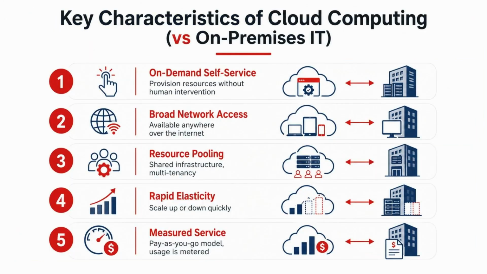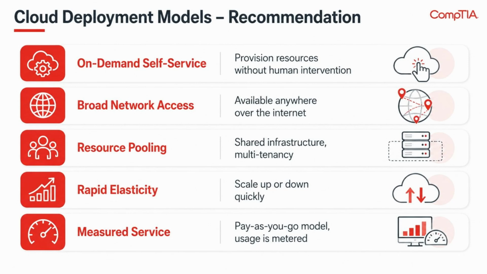Cloud computing has 5 defining characteristics compared to on-premises IT. On-demand self-service means provisioning resources without human intervention. Broad network access means it's available anywhere over the internet. Resource pooling means shared infrastructure across multiple tenants. Rapid elasticity means scaling up or down quickly. And measured service means a pay-as-you-go model, where usage is metered. Keep those 5 characteristics in mind as we move into deployment models next. On-demand self-service, broad network access, resource pooling, rapid elasticity, and measured service are exactly what shape how public, private, community, and hybrid clouds each get used.